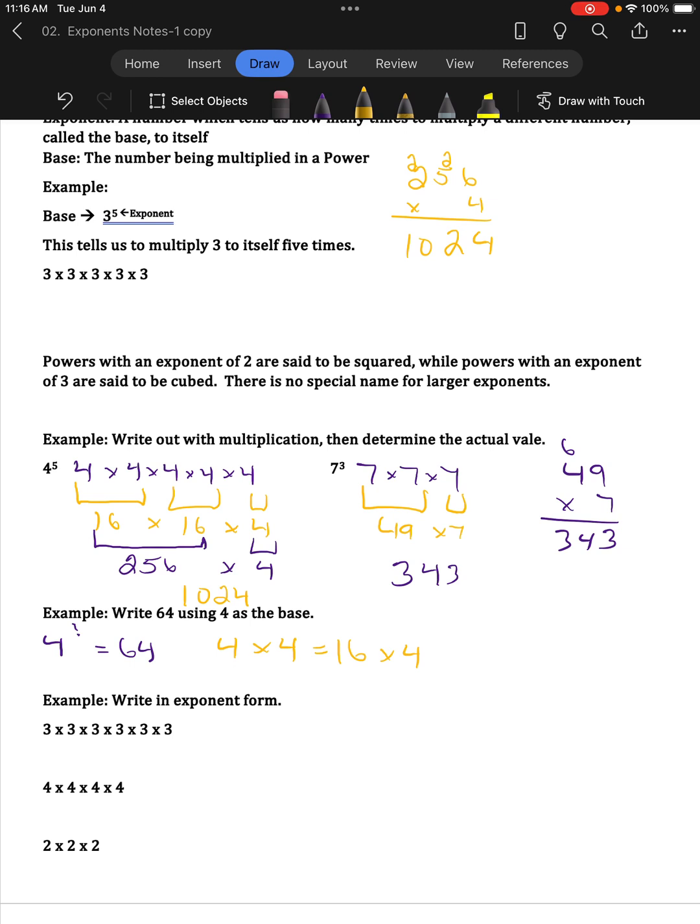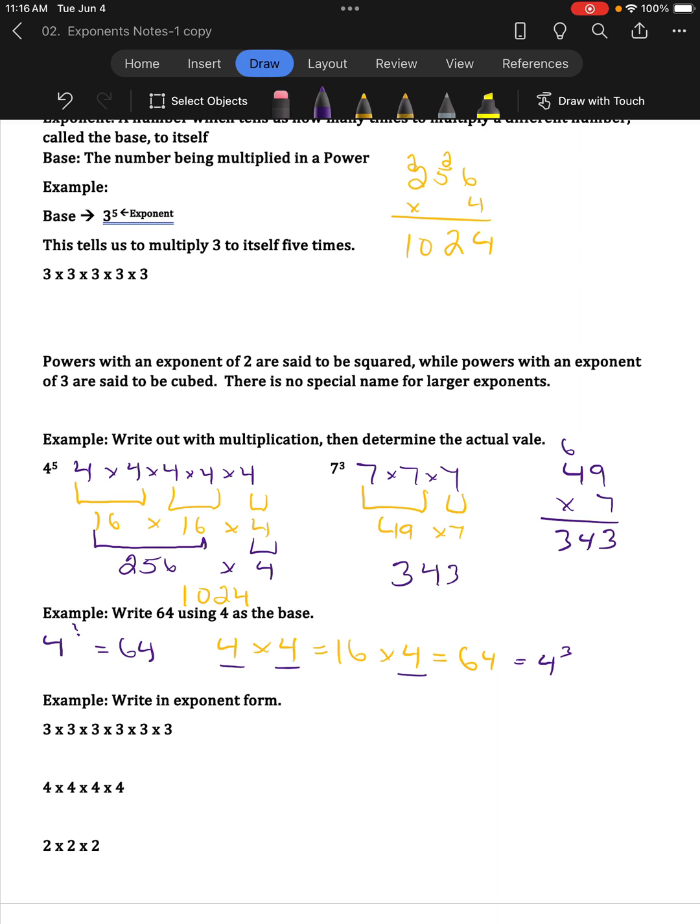16 times 4, we can break that up as 4 times 10 is 40. 4 times 6 is 24. And 40 plus 24 is 64. There's my 64 that I'm looking for. It required 1, 2, 3 4s. So 64, with 4 as the base, is 4 to the third power.